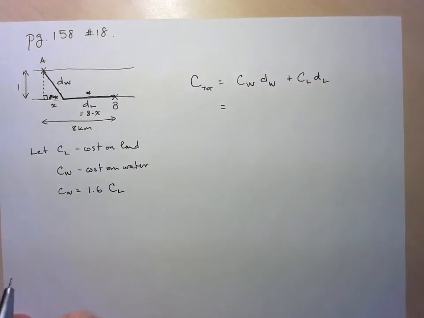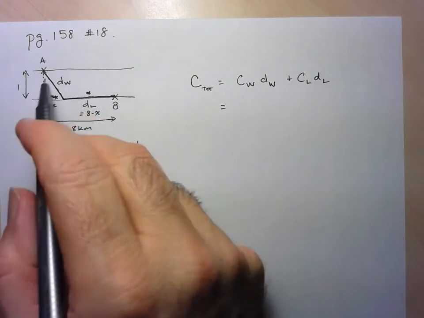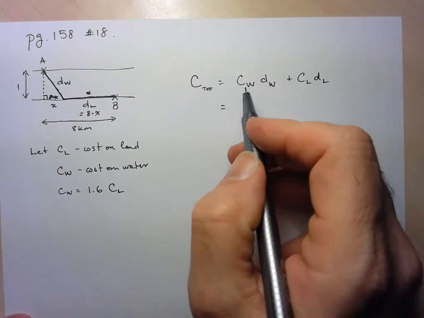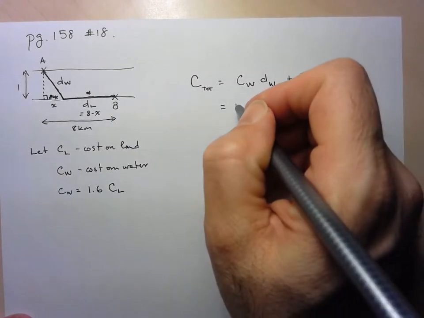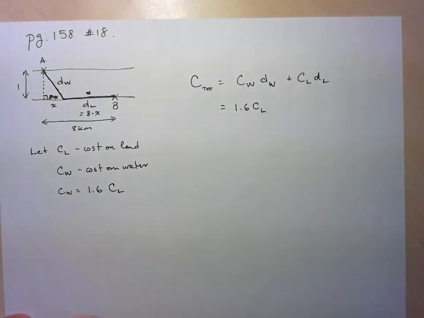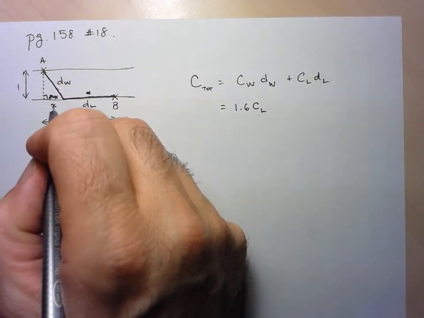So let's now start inputting using the variables that we have here, so we can minimize the amount of variables that we've got. So we said that the cost along the water is going to be 60% more than the cost on land, so we already established that. And the distance along the water, well, I can express with respect to this variable x.